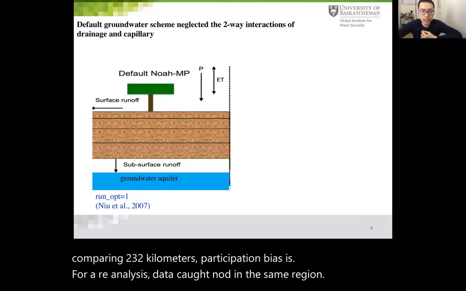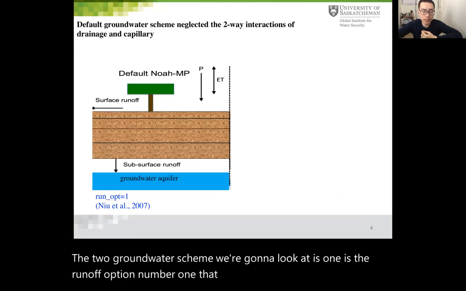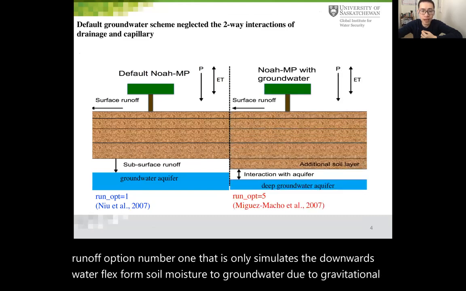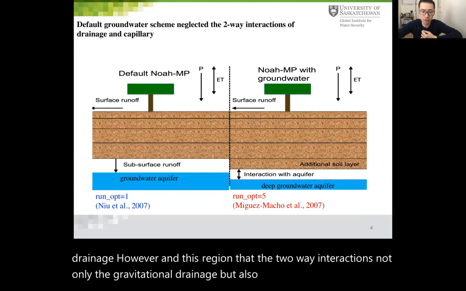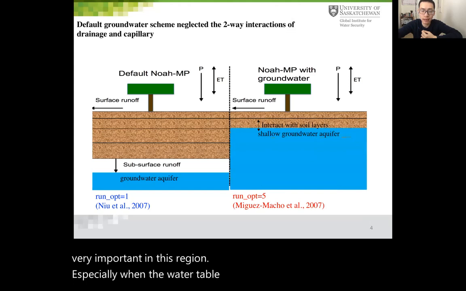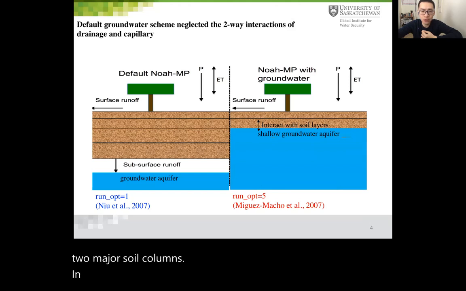The 2 groundwater schemes we're going to look at: one is the runoff option number 1, which only simulates the downward water flux from soil moisture to groundwater due to gravitational drainage. However, in this region, the two-way interactions, not only the gravitational drainage but also the capillary effects, are very important, especially when the water table is shallow and can interact with the 2-meter soil column in springtime. And this option is referred to as option number 5, the shallow groundwater scheme.